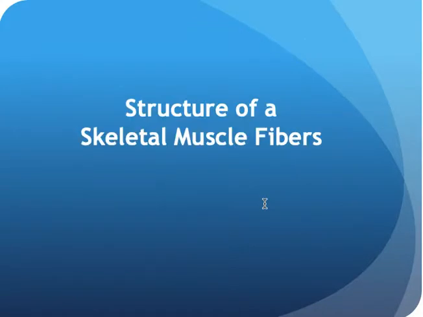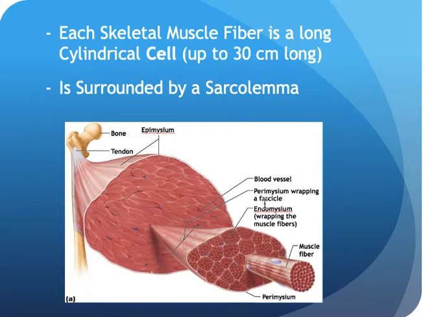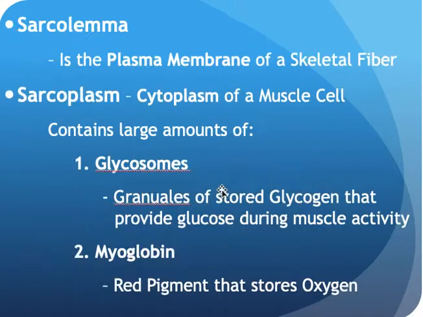Okay? Alright, so now we get to a little bit of the trickier part, where we get the structure of our skeletal muscle fibers. Again, each skeletal muscle fiber is a long cylindrical cell. So each fiber, you want to think of it as a cell, and it's going to have all the things that we talked about in our cell chapter. Okay, it's going to be surrounded by a sarcolemma. And we're going to take a picture and break it down a little bit more here in a second.